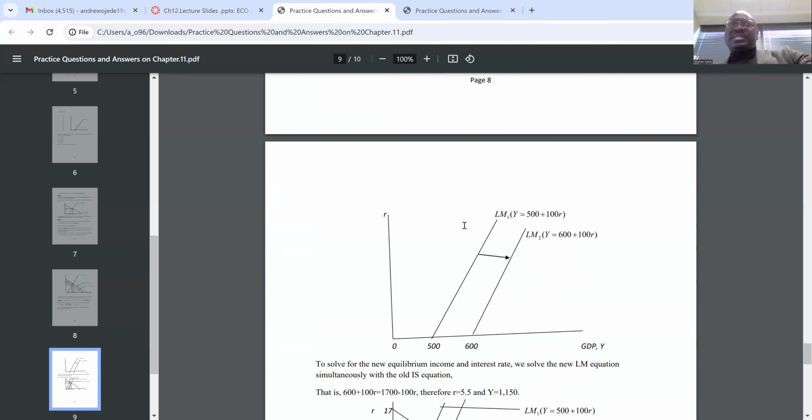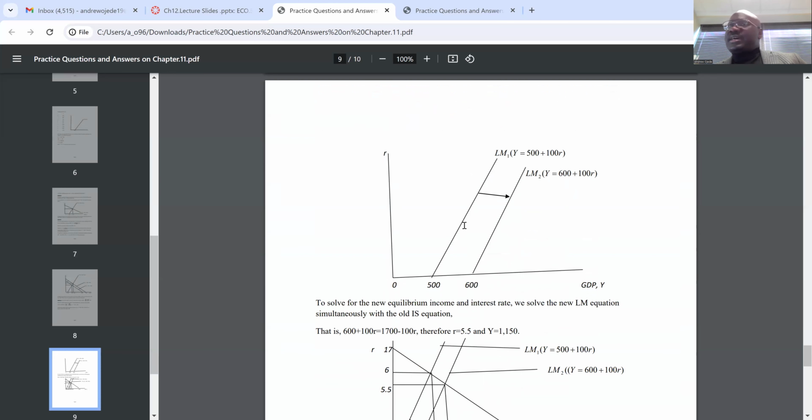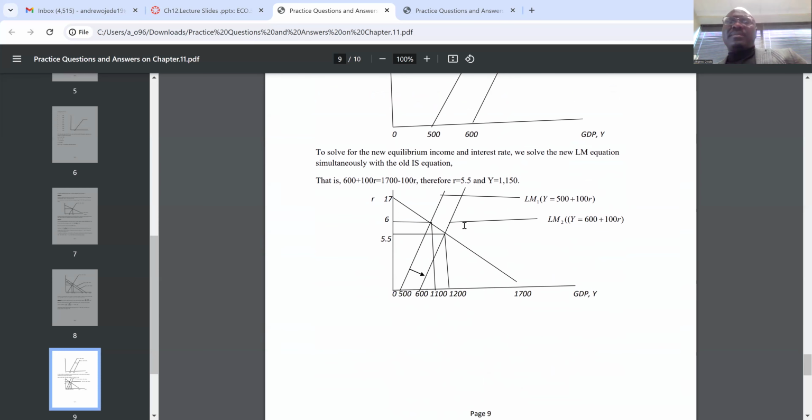So this is how the LM curve is going to shift to the right because of that monetary expansion by the Fed. Now, if I ask you to solve for the new equilibrium interest rate, you're going to put this in an equilibrium context. You draw your IS curve.